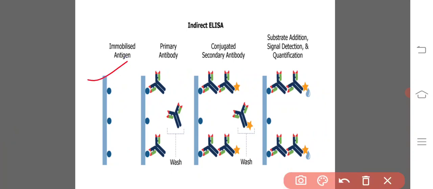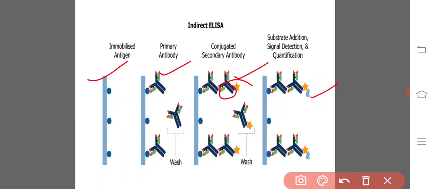Detection is a two-step process. In the first one, an unlabeled primary antibody binds to the specific antigens. In the second one, an enzyme-conjugated secondary antibody that is directed against the host species of the primary antibody is applied, and thereby again we will add the suitable substrate.